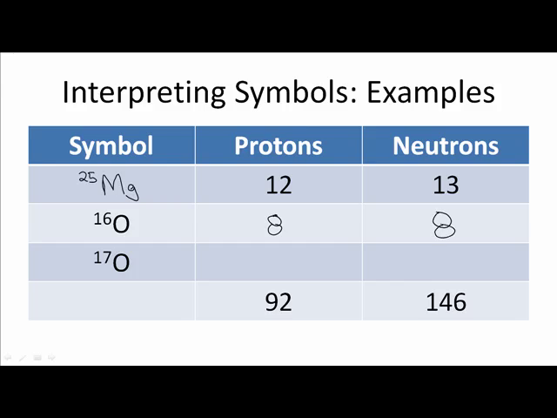So for oxygen 17, again, we know it's oxygen, so it must have 8 protons. Now, if you don't want to do the tricky math of 17 minus 8, you can just go, oh, it's got one more atomic mass unit, so it must have one more neutron, so it must be 9. Or, you can go through the arduous math of 17 minus 8 to determine how many neutrons there are.